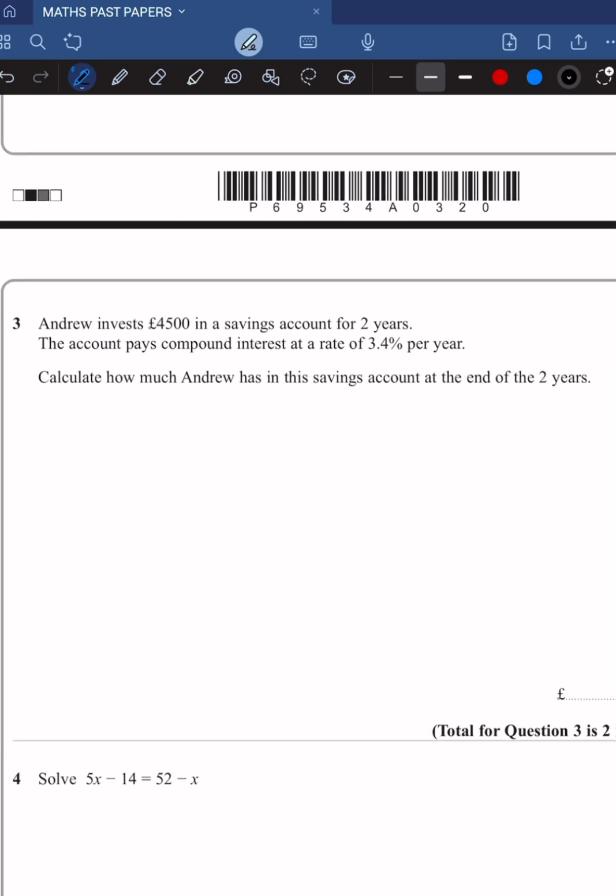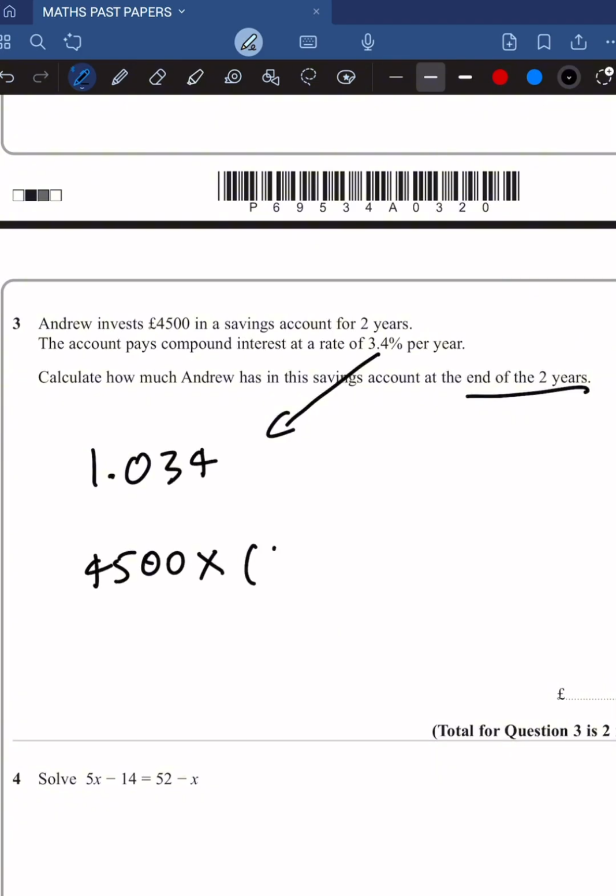Andrew invests £4,500 in a savings account for 2 years. The account pays compound interest at a rate of 3.4% per year. Calculate how much Andrew has in the savings account at the end of year 2. Well, we have to convert this into a multiplier, which is going to be 1.034. 4500 times, well, compound interest is a power.